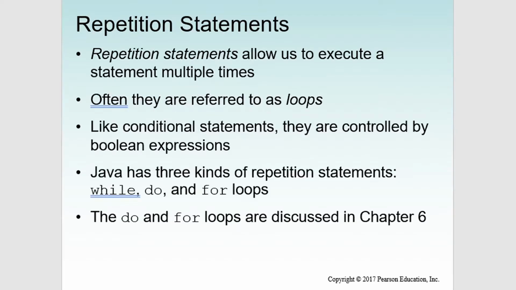The while statement. Repetition statements allow us to execute statements multiple times. Often they are referred to as loops. Like conditional statements, they are controlled by Boolean expressions. Java has three kinds of repetition statements: the while, the do, and the for. The do and the for loops are discussed in Chapter 6.